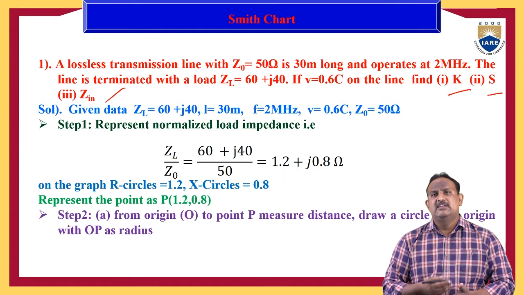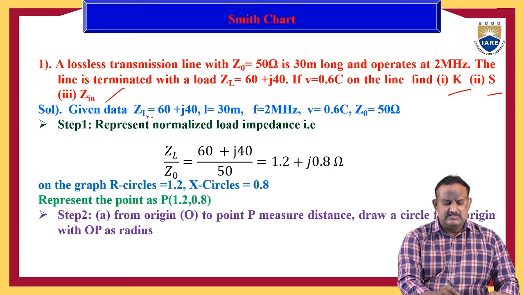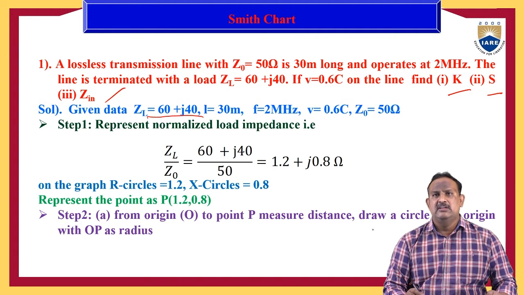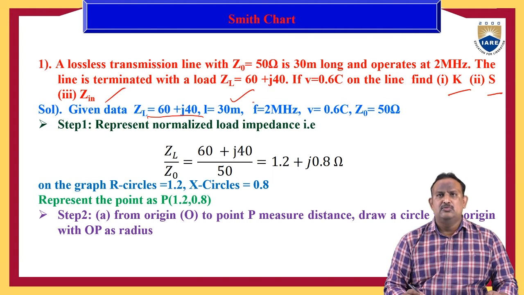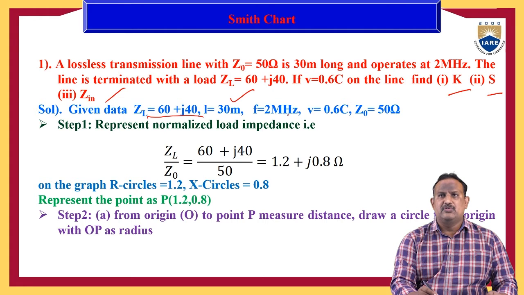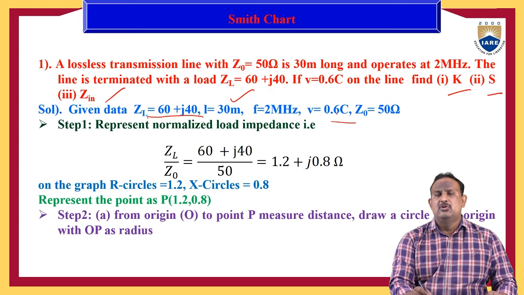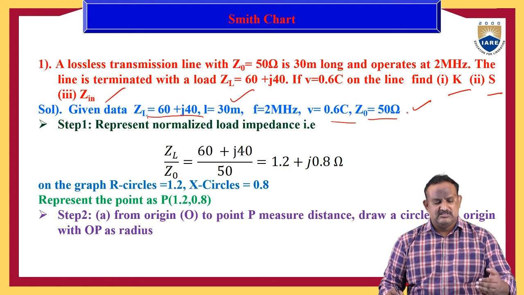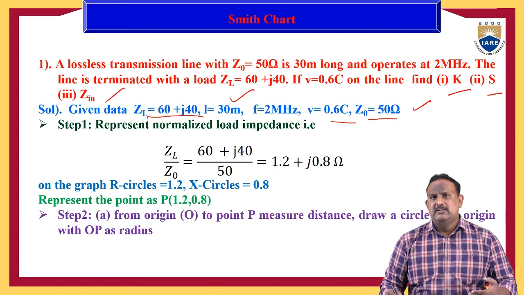So here we need to find the normalized impedance value. We have given ZL equal to 60 plus j40, the length of the transmission line L equal to 30 meters, and frequency F equal to 2 megahertz. The velocity V equals 0.6 C, where C is the velocity of light. Therefore, Z0 equal to 50 ohms. Then step 1: we need to find the normalized impedance value.